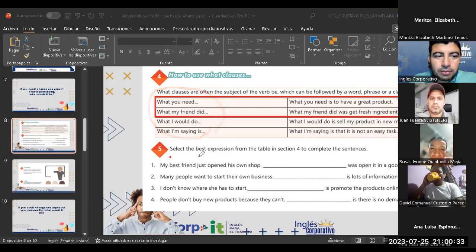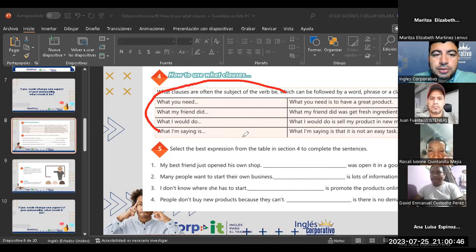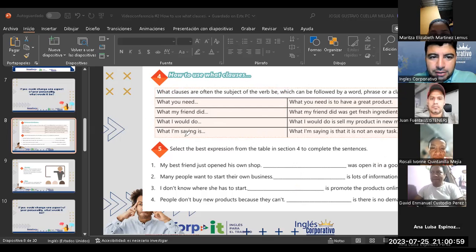So, now let's go to exercise number five. Select the best expression from the table in section four to complete the sentence. Okay, so these four options, we're going to place them here. La vamos a ubicar acá. Okay, so I'm going to give you a couple of seconds, le doy un par de segundos, para que le den una revisada, and then we're going to complete it, okay? We have to place these phrases in these spaces.